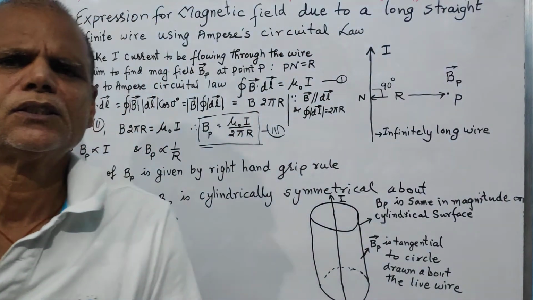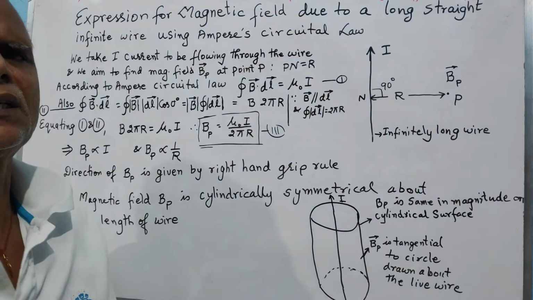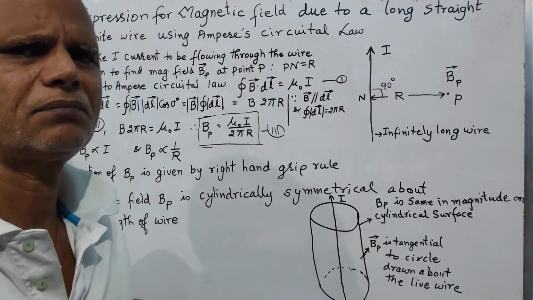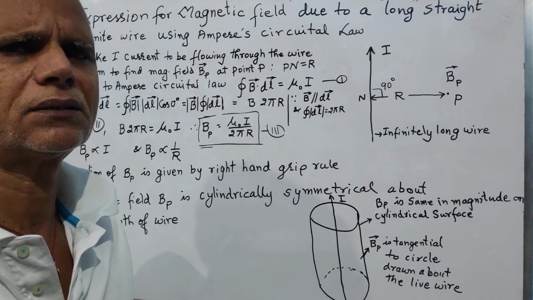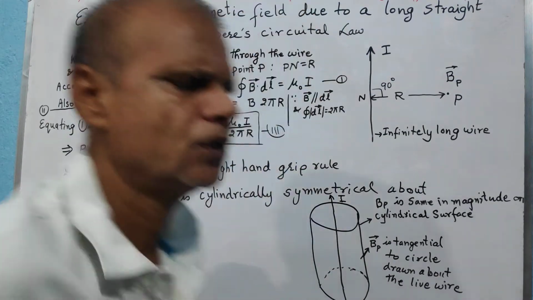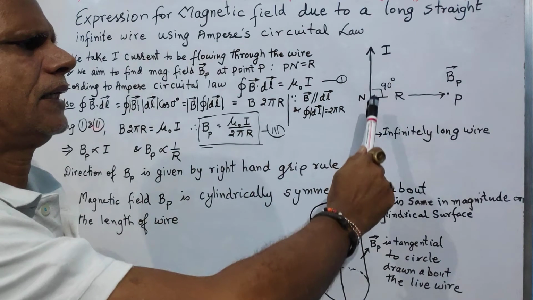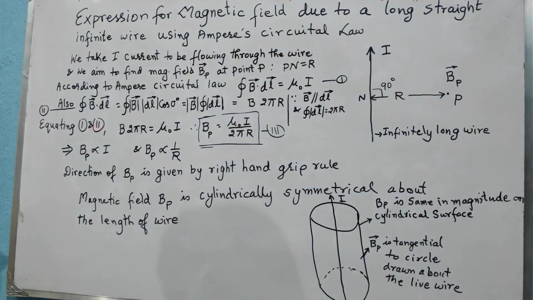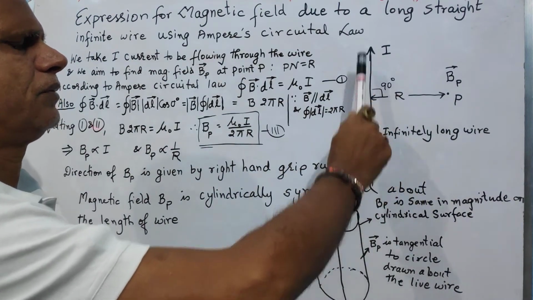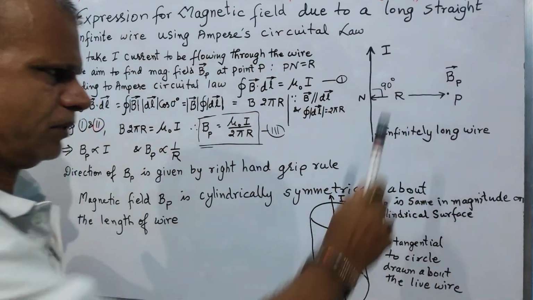Hello students, today we are going to find the magnetic field due to an infinitely long thin wire carrying some current, at some distance which is given to us. Here we have considered the infinitely long wire carrying current I, and we consider any point P at a distance r from the wire. We have to find the magnetic field due to this wire at this point.